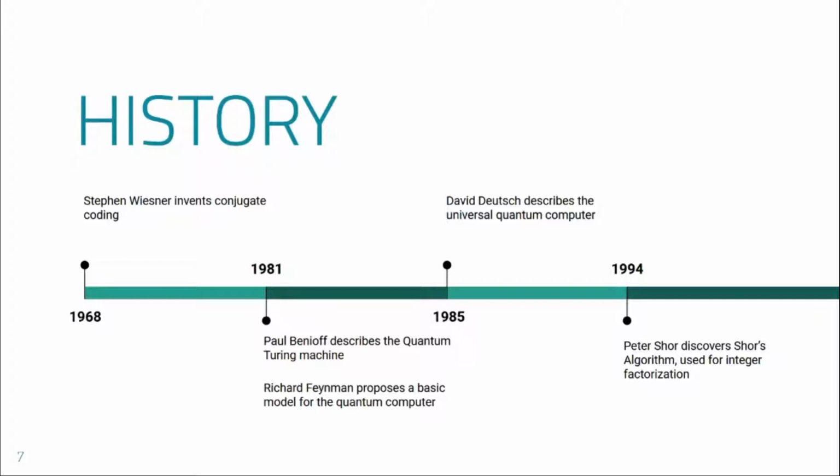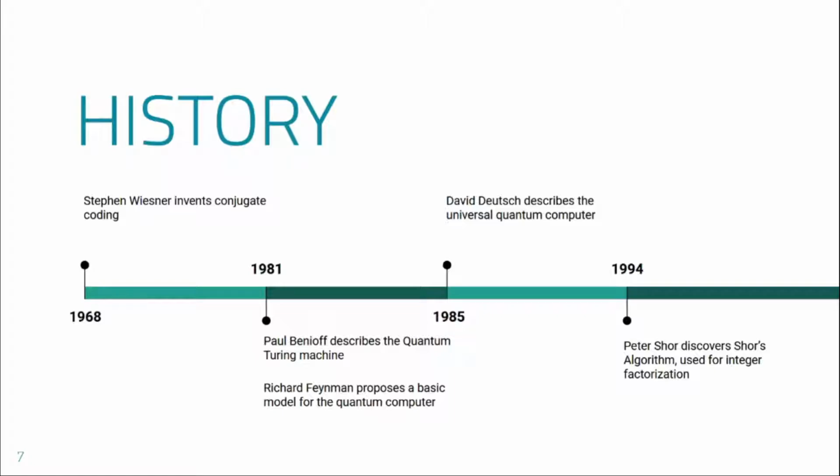And then in 1994, another important development: Peter Shor of Bell Labs in New Jersey discovers Shor's algorithm, which is used for integer factorization. This is a big deal because it kickstarts an interest in quantum computing and really creates a drive to start developing more.